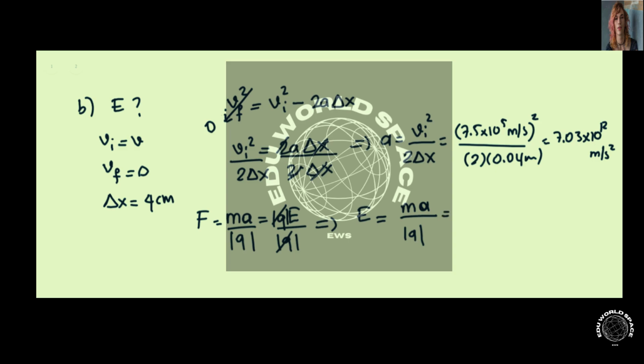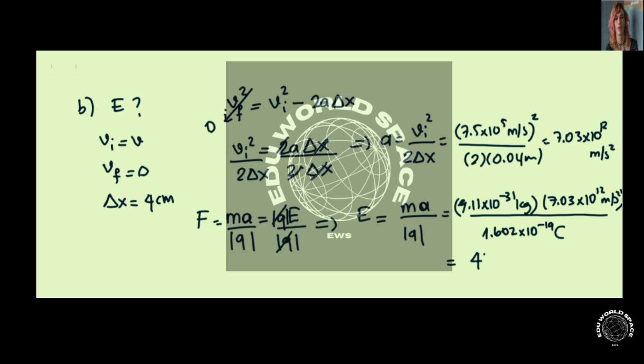So m would be equal to 9.11 times 10 to the power of negative 31 kilograms, as you can look up in your textbook. The acceleration we found to be 7.03 times 10 to the power of 12 meters per second squared, divided by 1.602 times 10 to the power of negative 19 coulombs, the magnitude. So then from here, the magnitude of the electric field is 40 newtons per coulomb.